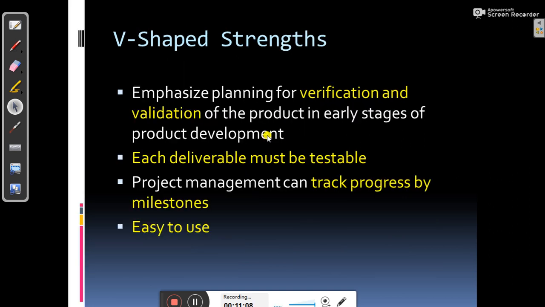So strengths are that it emphasizes planning for verification and validation of the product in the early stages of product development. Its deliverables must be testable, meaning every product or deliverable following a V-shaped SDLC model must be testable. Project management can track progress by milestones, and it is easy to use.